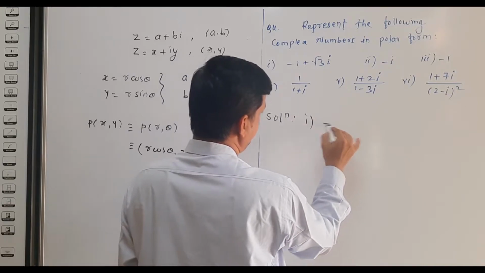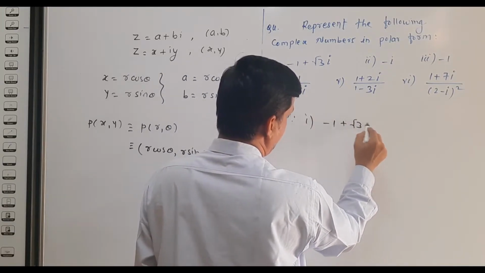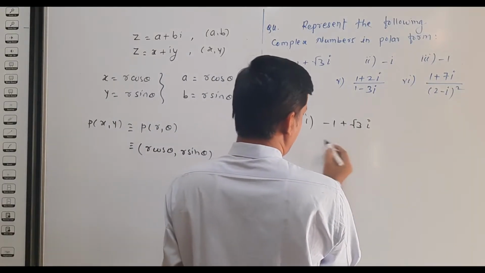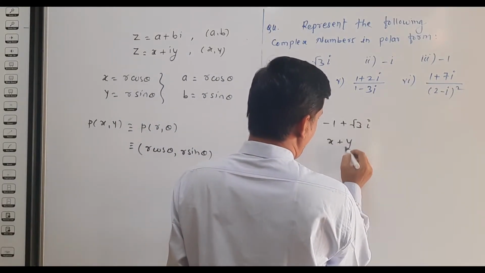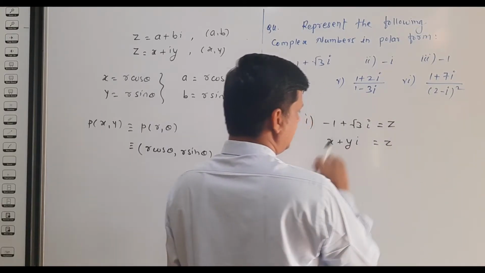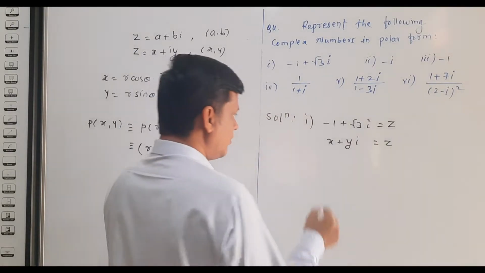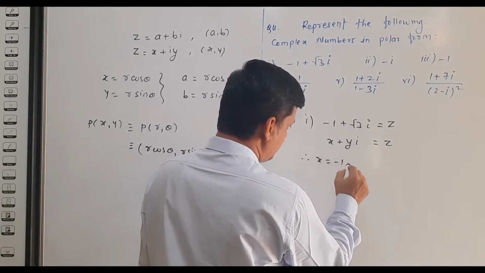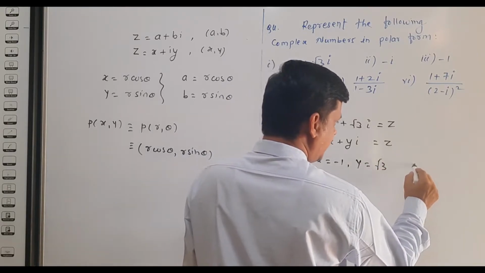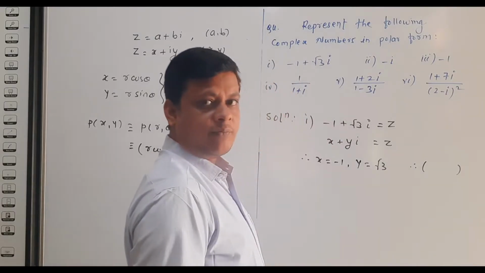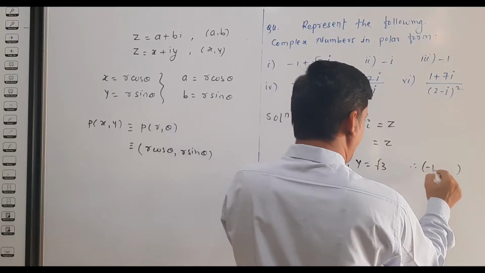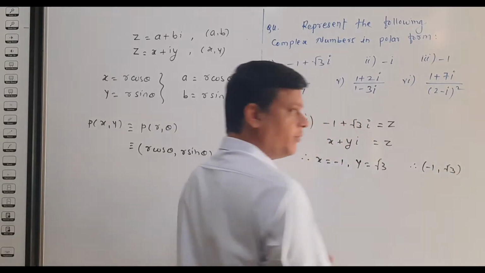Number 1, minus 1 plus root 3 i. So we compare this with x plus yi. Now suppose this is z, we consider z equals x plus iy. So we get here x equals minus 1, y equals root 3. That means we write this in coordinate form or point form as (minus 1, root 3).